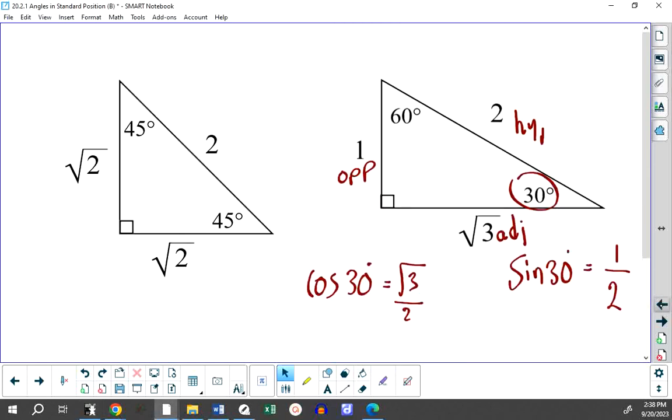Tangent of 30. Well, go to the triangle. Tangent is opposite over adjacent. Opposite is 1. Adjacent is root 3. It's 1 over root 3.